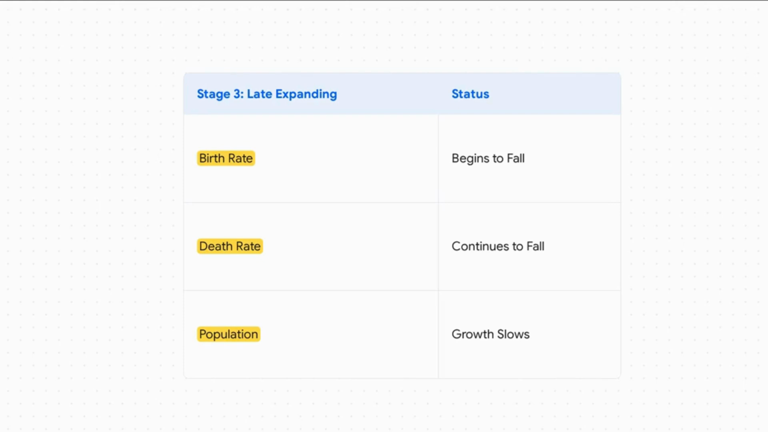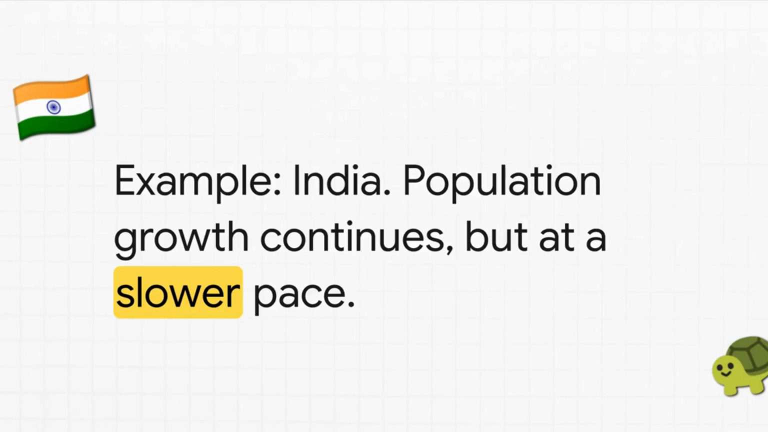All right, that leads us into stage 3, the late expanding phase. Now, the death rate is still falling, but the big news is that the birth rate finally starts to come down too. The population's still growing for sure, but that explosive pace starts to cool off. See on the graph how that big gap is starting to shrink? That's the birth rate coming down to meet the death rate.